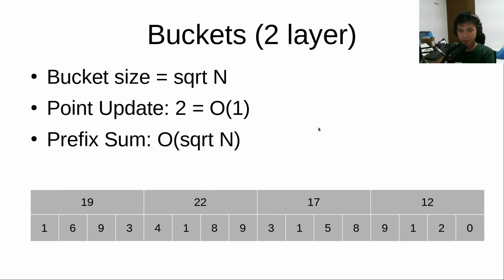The observation here is that we don't want to recalculate too many sums, right? We don't want to calculate the sum of many elements too many times. So we create a kind of mini summary of sorts. For 16 elements over here, I chose a bucket size of 4.